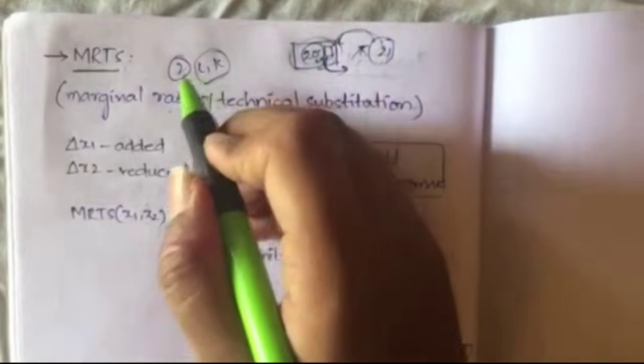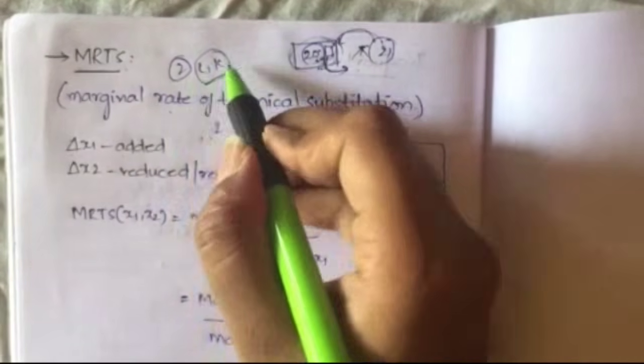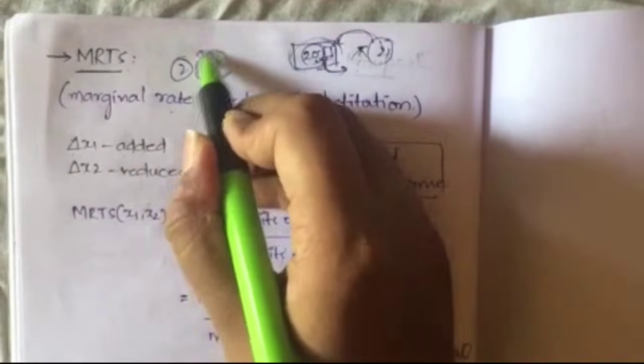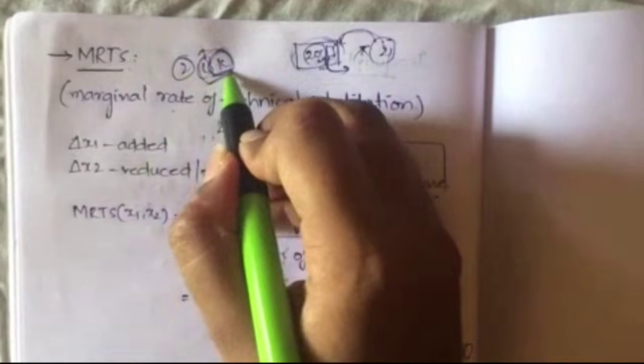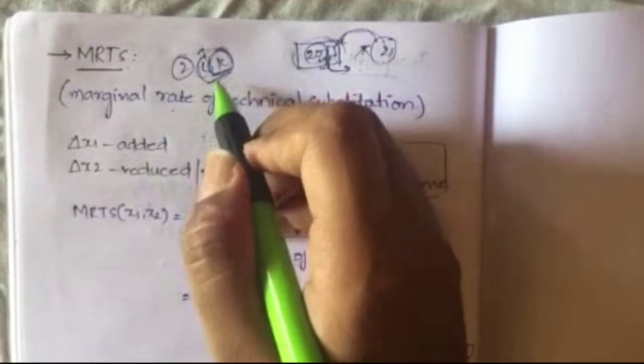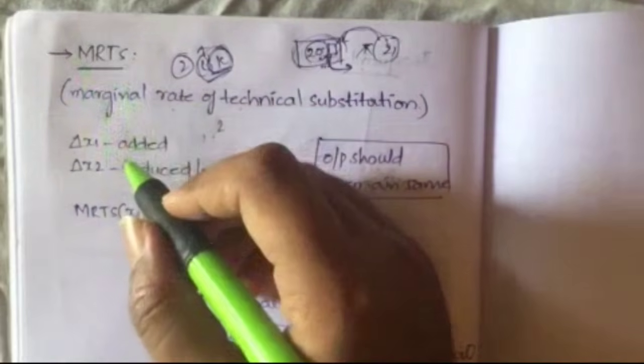In the same way, in MRTS you will see that when one of the factors is increased, how the change will happen in the other factor. That is what you are going to learn in this concept of MRTS, the marginal rate of technical substitution.